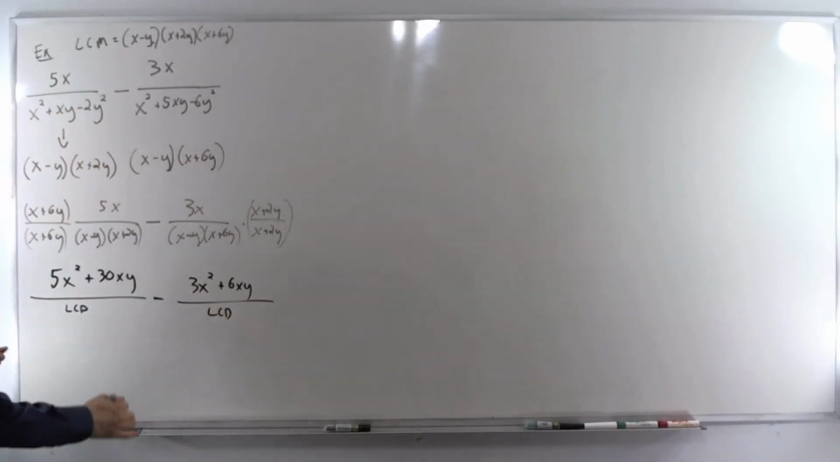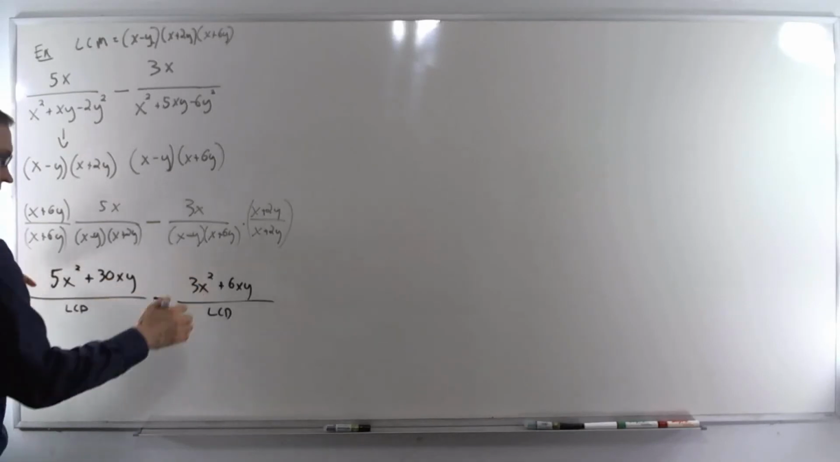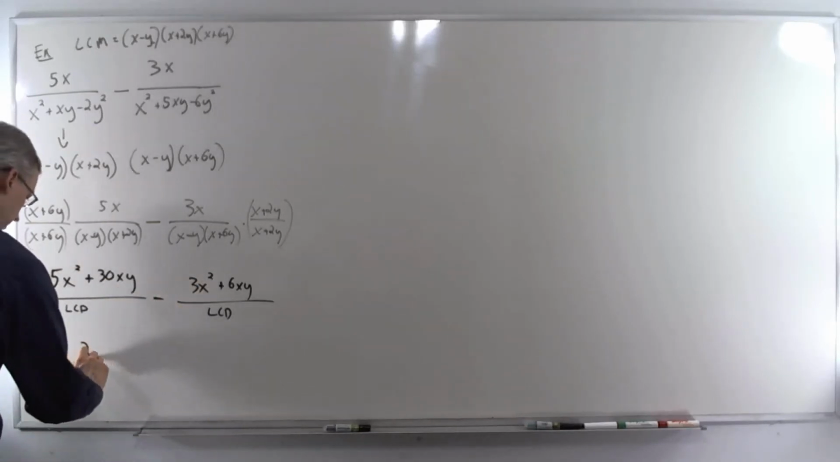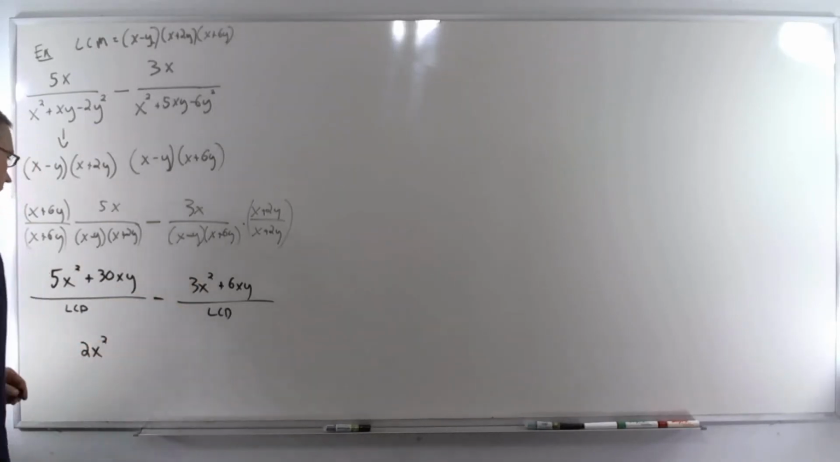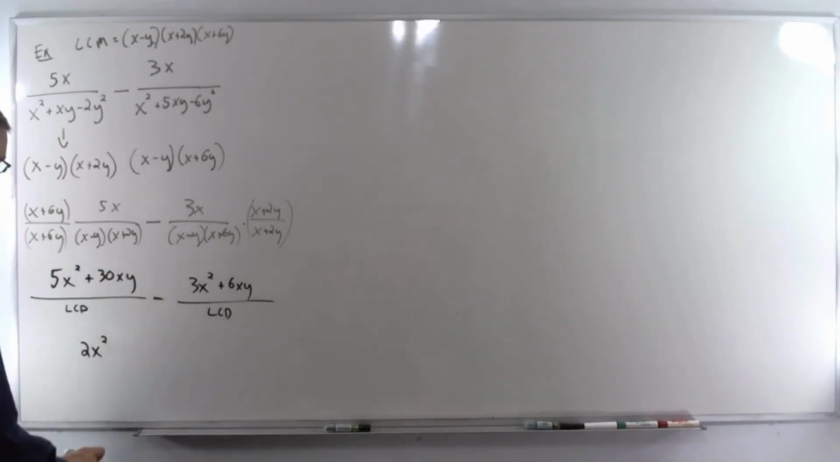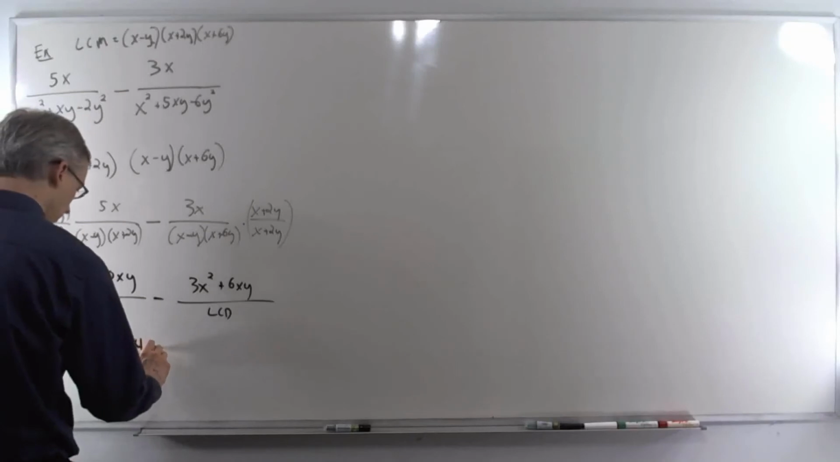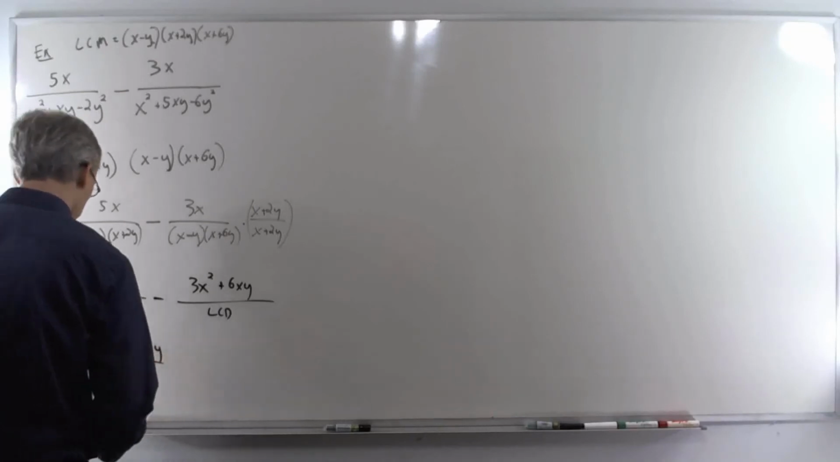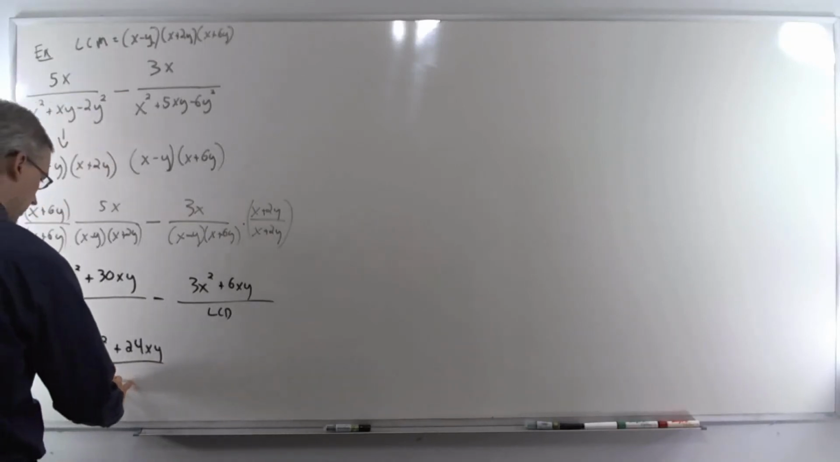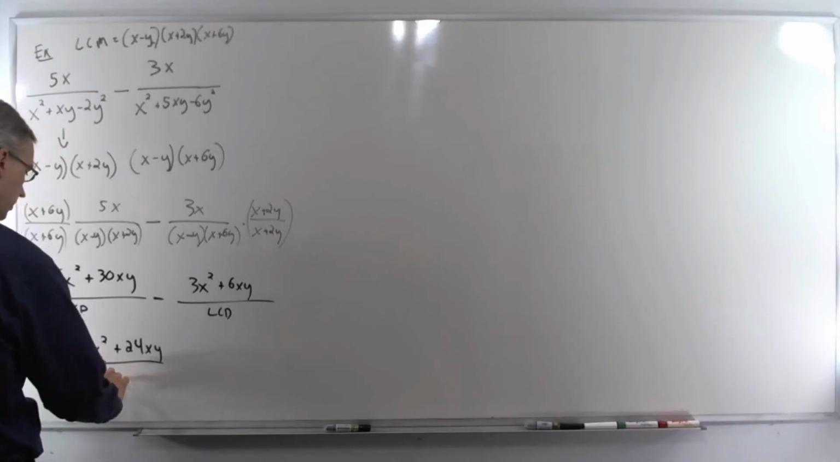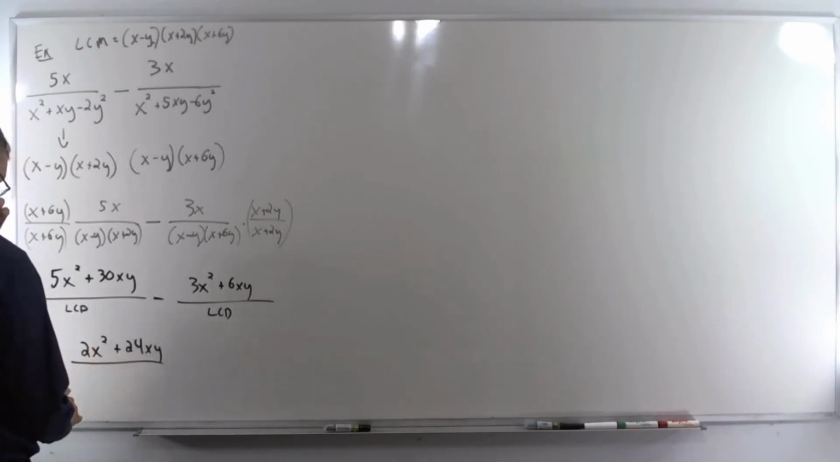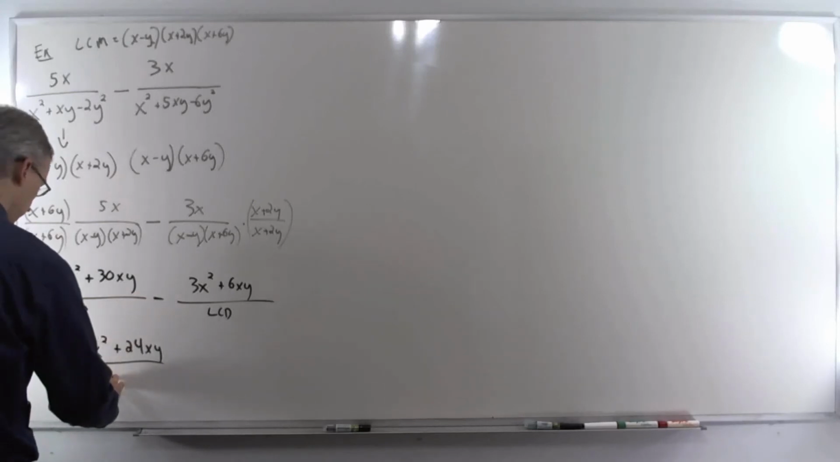Now we can combine tops. So we got 5x squared minus 3x squared. That gives us 2x squared. And then 30xy minus 6xy is 24xy, over. And we're not going to be able to simplify, I don't think. Let's see, we'll factor out a 2x, and that gives us x plus 12y. So no, we won't be able to simplify.